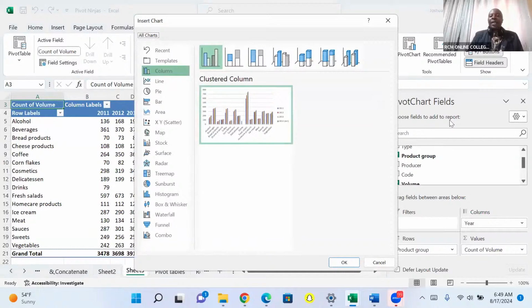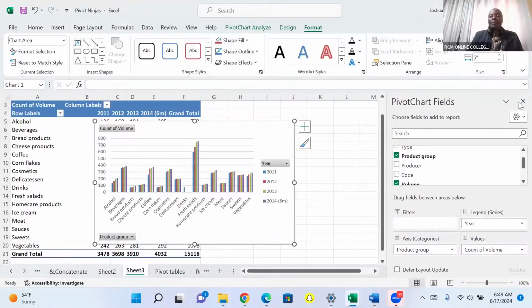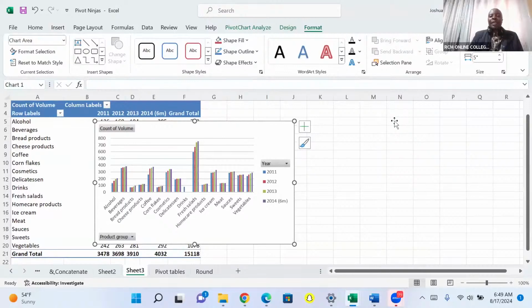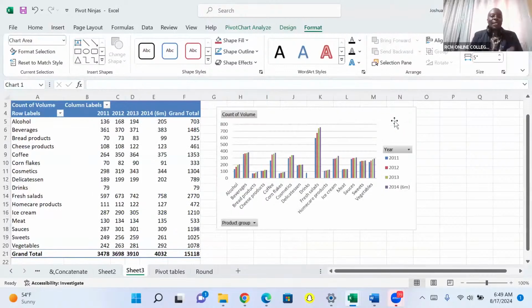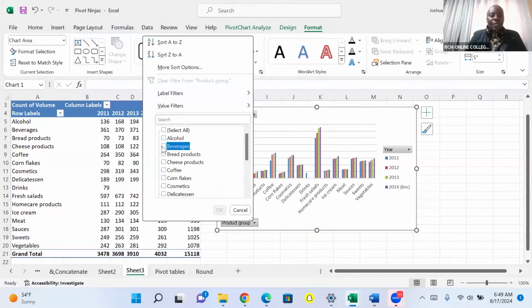I can now collapse this very easily. I'll have to create space. Nisongesha hii hapa. Now with this, I can do what we call slicing and dicing. So I can come and slice, for example, here. For example, I'm interested in tracking cosmetics. Let me uncheck all of them first. Maybe beverages and the coffee. All right, I say okay.